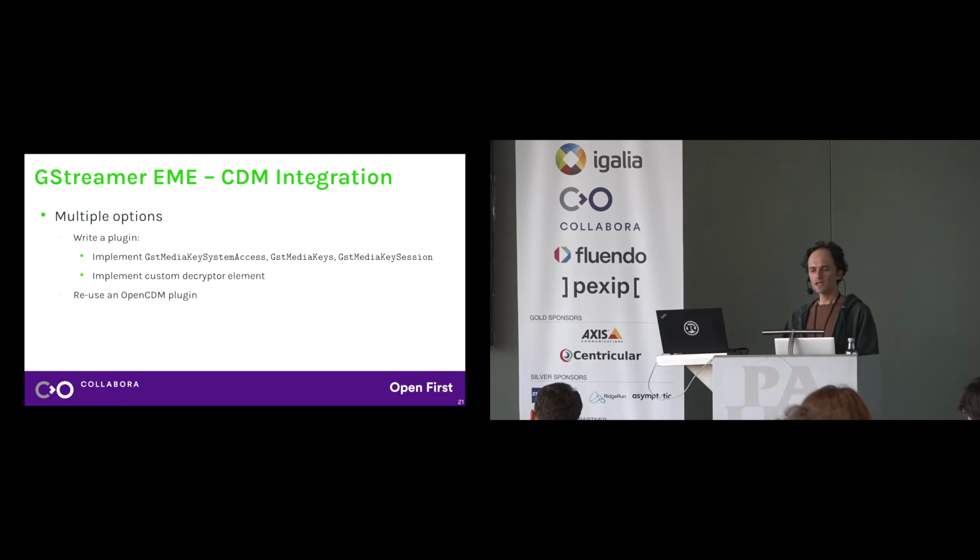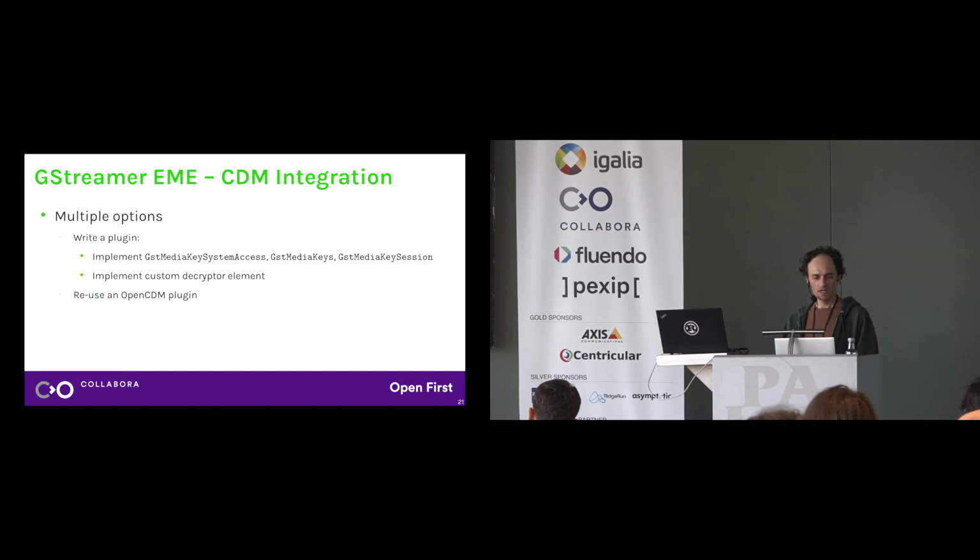So the next thing we can discuss is, okay, what if I have a CDM and I want to actually integrate it into GStreamer? How do you do this? So there's a couple options. One of them is write your own plugin. This is probably the most flexible option because you can use all the details of the EME API, but it's also probably going to take you more time. So basically, you implement all those interfaces, and this is all going to be specific to the CDM that you're writing. So it's going to require knowledge of how to use it and everything like that.